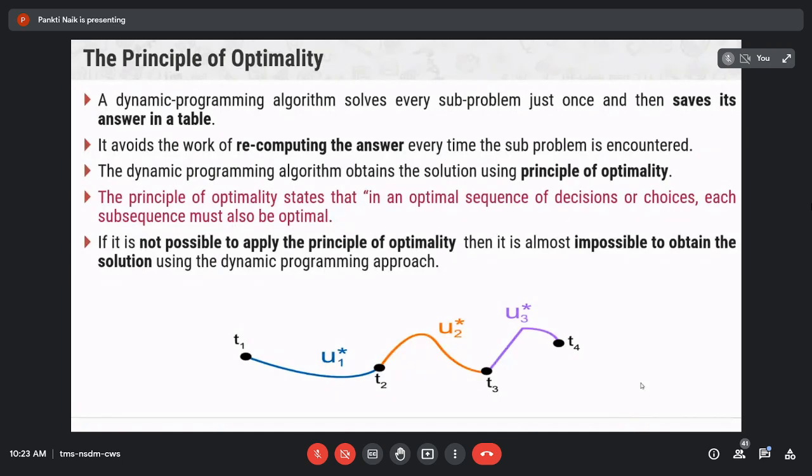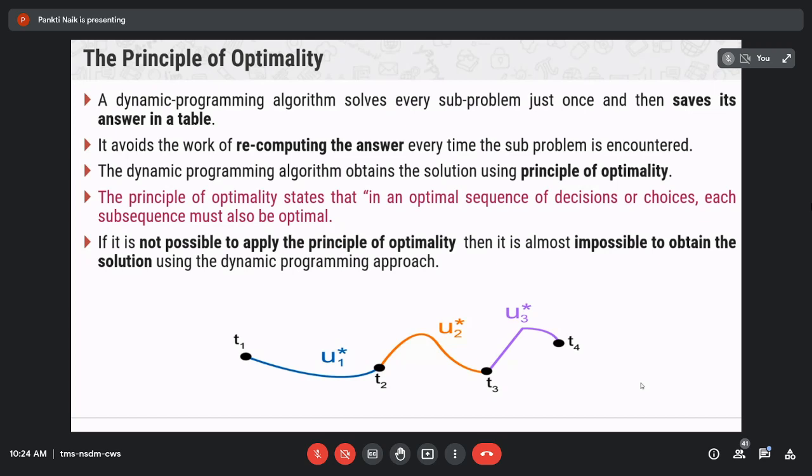So let us see the problems one by one, then you can easily understand the concept of dynamic programming. To understand dynamic programming, just remember that we divide the problem into a number of sub problems, then try to solve all the sub problems using the principle of optimality, because dynamic programming is used to get the optimal solution.